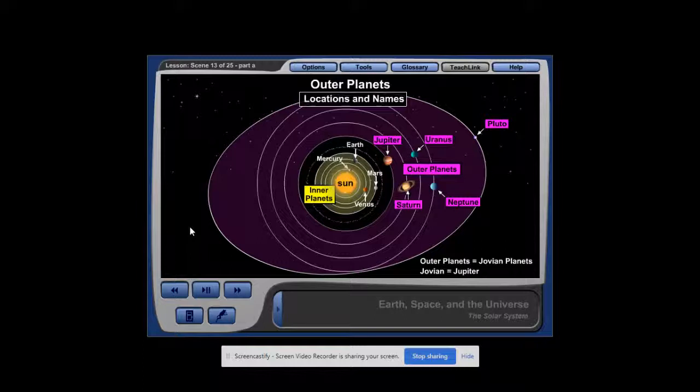The outer planets formed under different conditions than the inner planets. As a result, the outer planets share many features, and they are quite different than the inner planets.